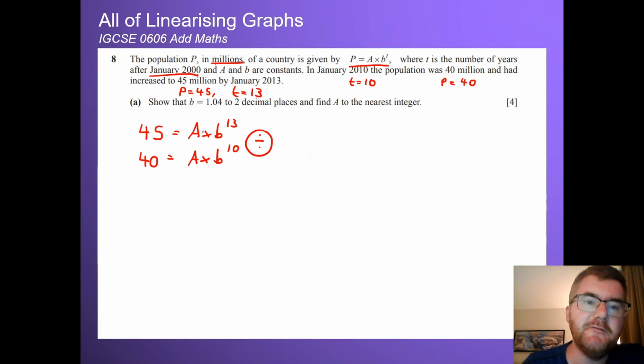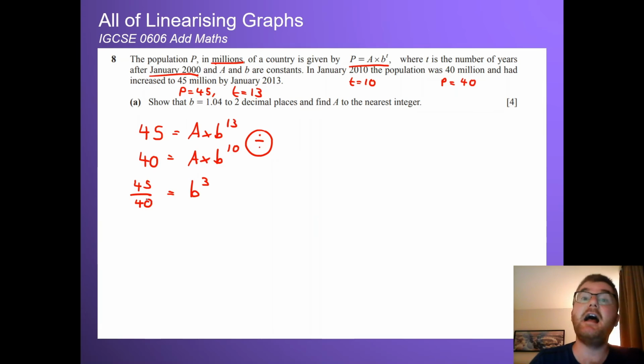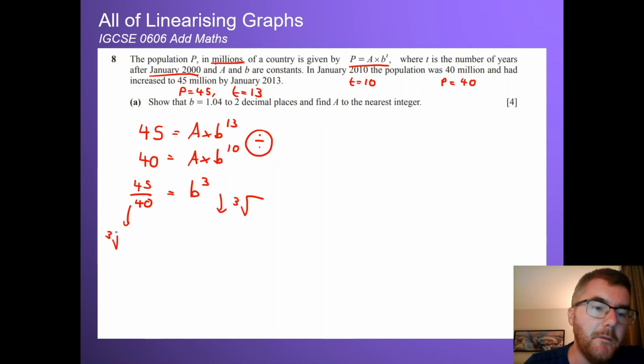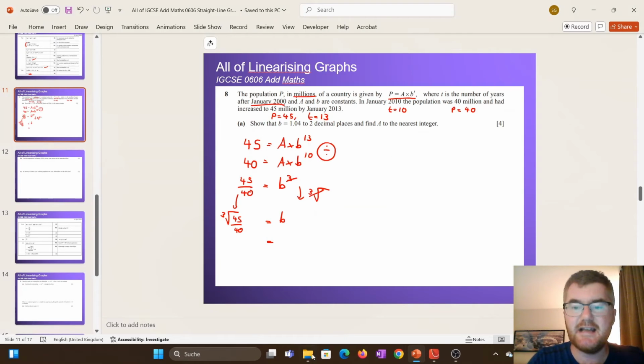What happens here is if we divide the right-hand side, A divided by A is equal to 1, B to the power of 13 divided by B to the power of 10 is just B to the power of 3. Of course, 45 divided by 40 on the left-hand side. And magically, we now get an equation just in terms of b, which we can solve. Remember, the opposite of cubing is cube rooting on both sides. So then we get b on its own is equal to the cube root of 45 over 40, which we use our trusty calculator here.